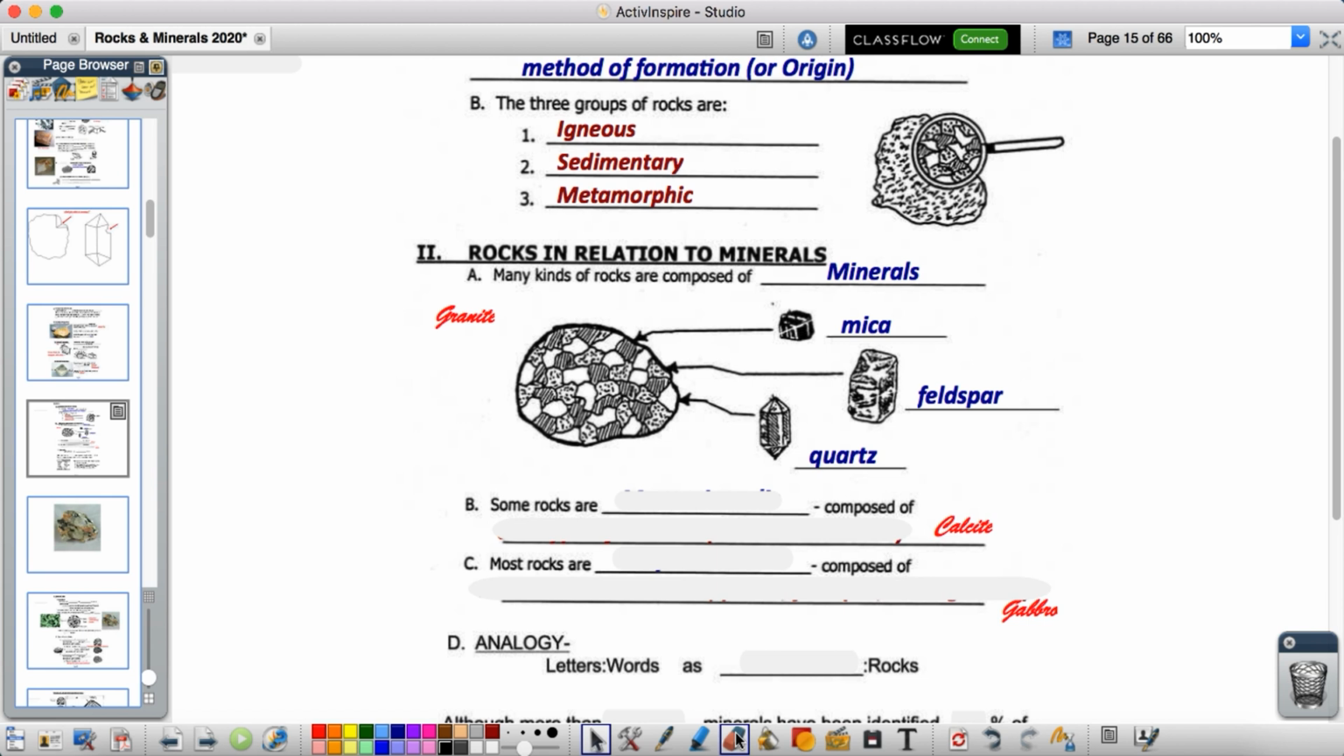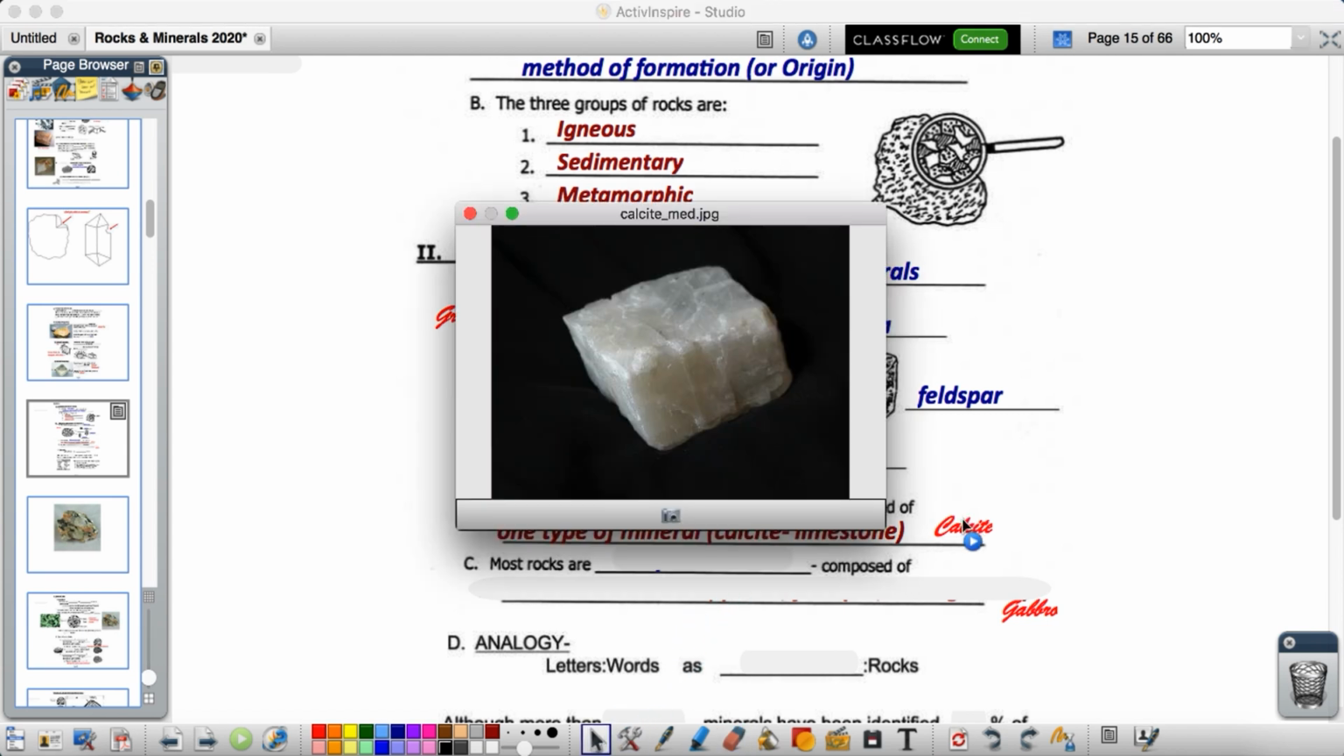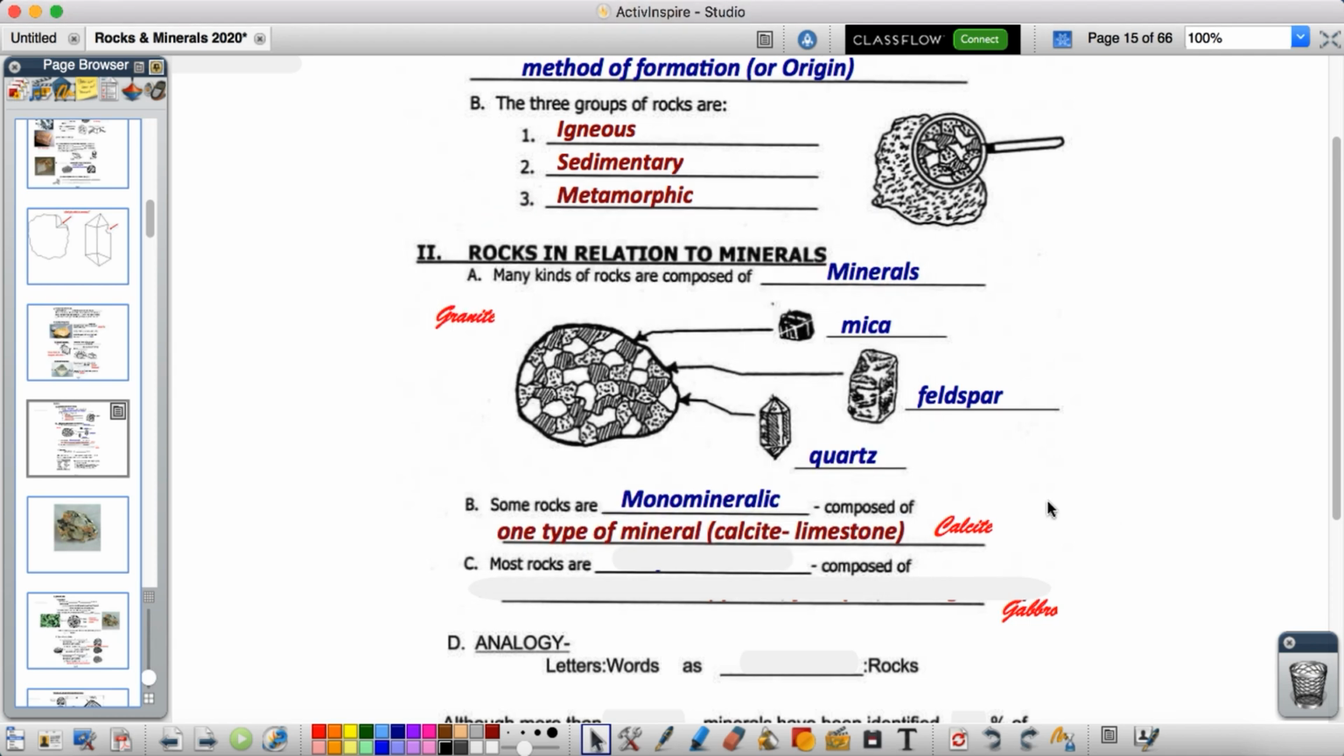Okay, so now there are two different kinds of rocks based on mineral composition. Now some rocks are what we call monomineralic. Mono means one. So that means that these rocks are composed of only one type of mineral. Now calcite would be a great example of that. The rock known as limestone is only made of calcite. So here's an example. Okay, you can't see different minerals in there. Basically just one mineral, the whole thing.